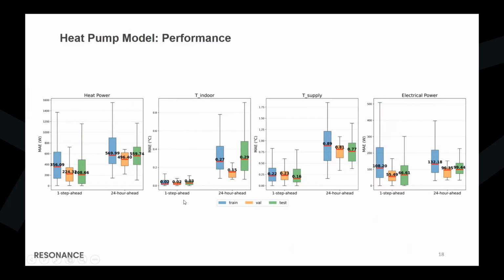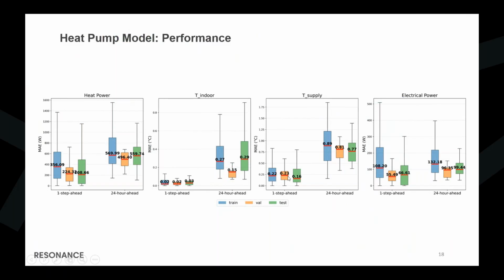We compare the 1 step ahead and 24 hours ahead performance. For example, for the indoor temperature, we can see that the 1 step ahead prediction is almost perfect, right? The mean absolute error is 0.02 across the train, validation, and test sets. On 24 hours ahead, the median error is 0.27 for the train, 0.29 for the test set. We can see some larger distribution on the test set.